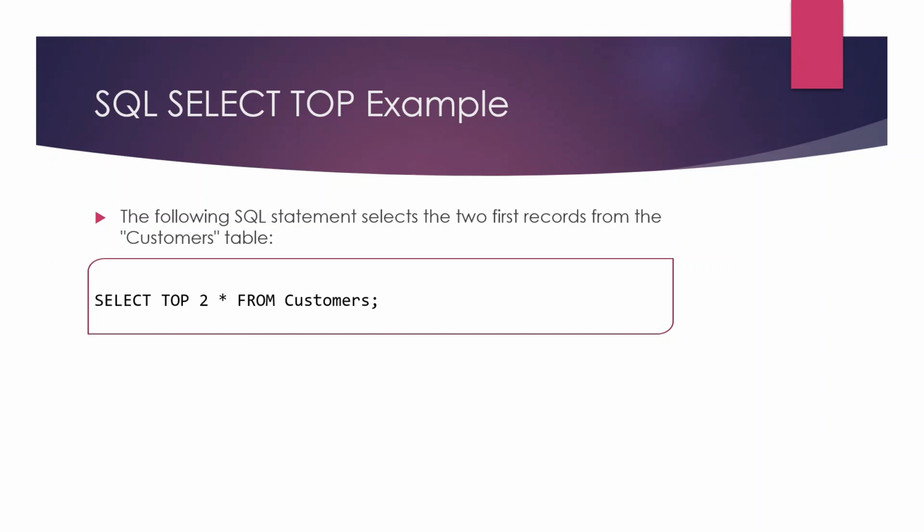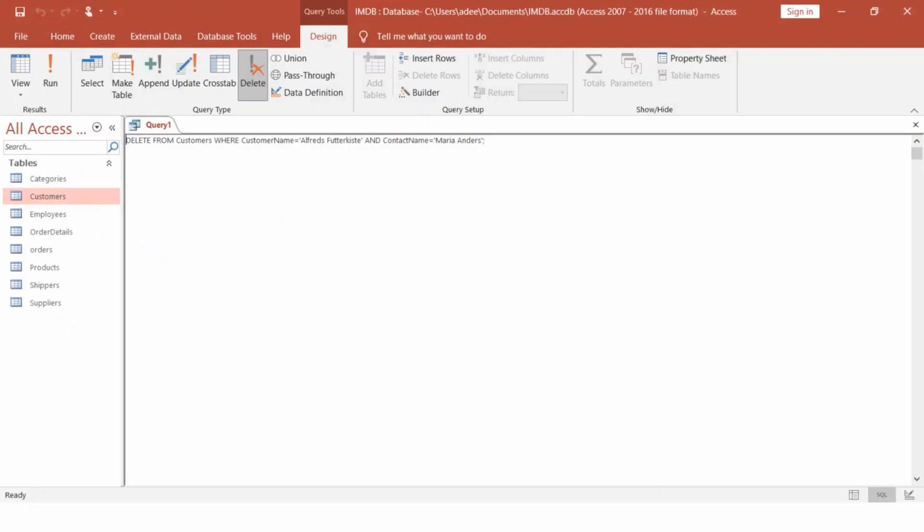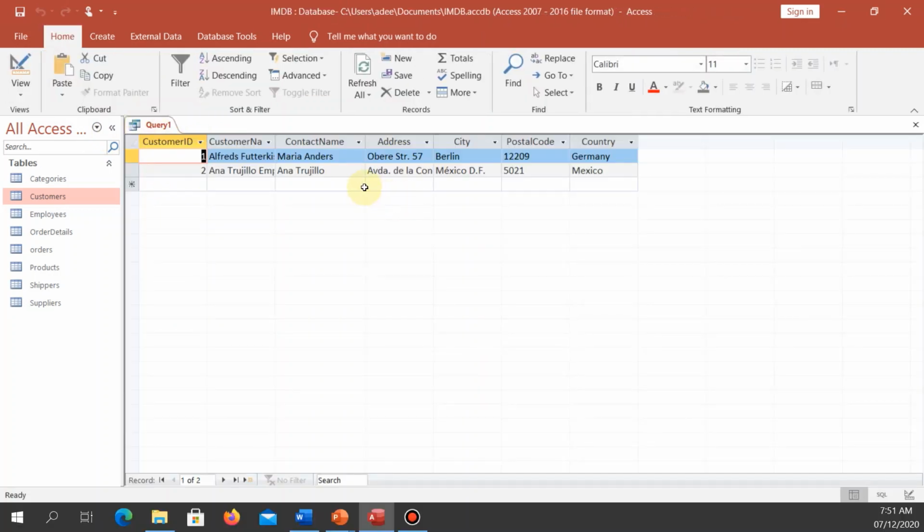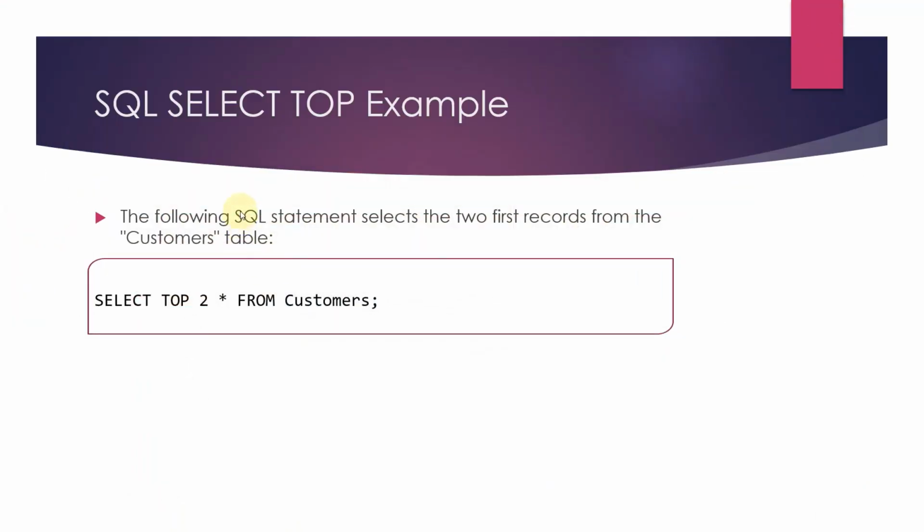Again, let's go back to our Access here. So SELECT TOP 2 FROM Customers. Let's run it. This will display the top 2. Again, if you have thousands of records here, that would take time.